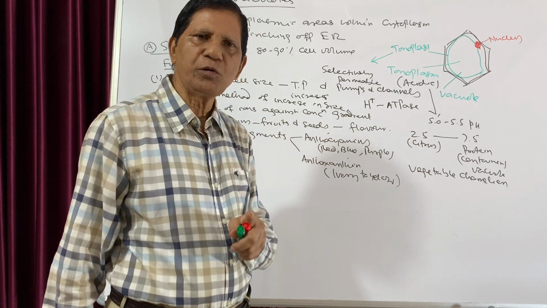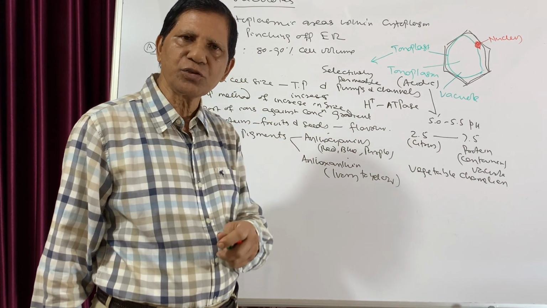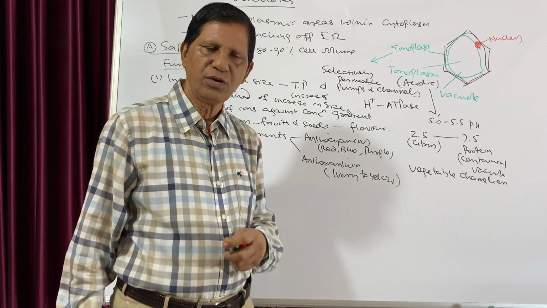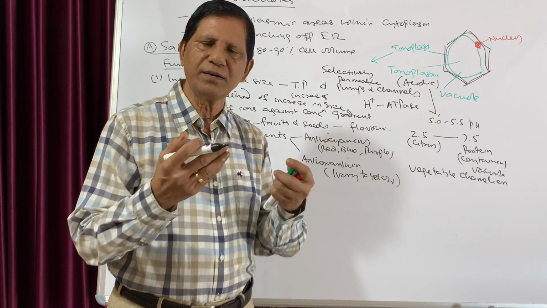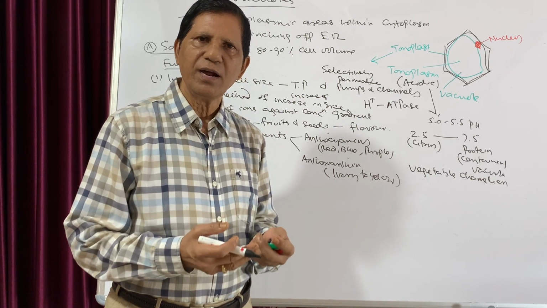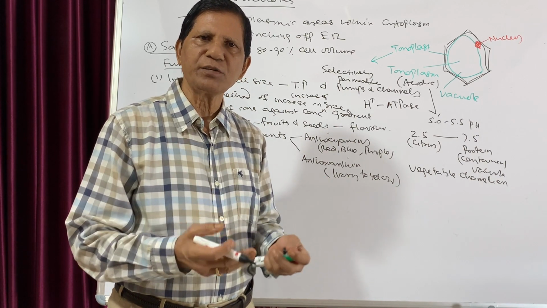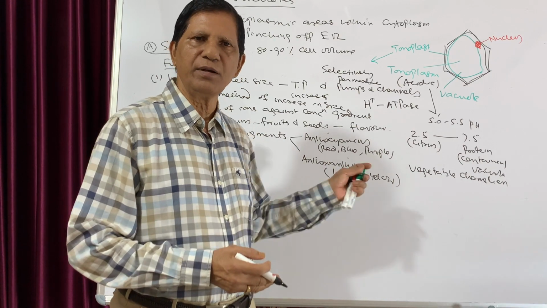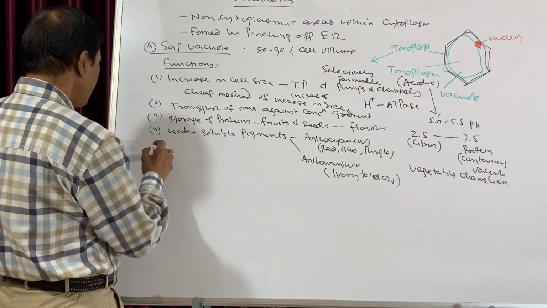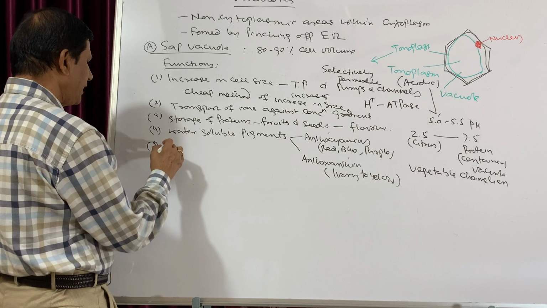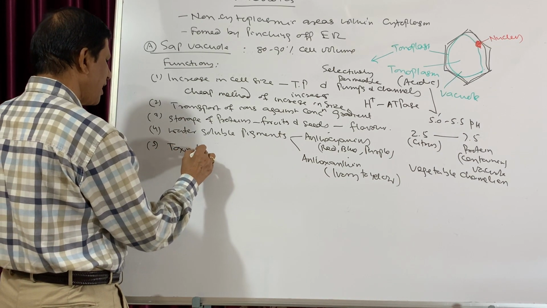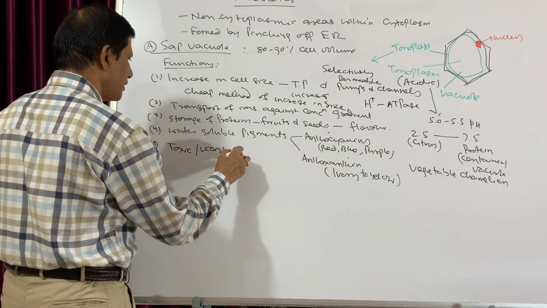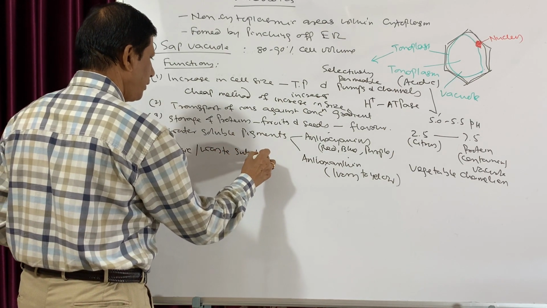are responsible for imparting different colors to the flowers and fruits, so that they help attract insects for pollination, and birds and animals for dispersal of fruits. That is the important function. Then another function is that it is a storehouse of toxic and waste substances.